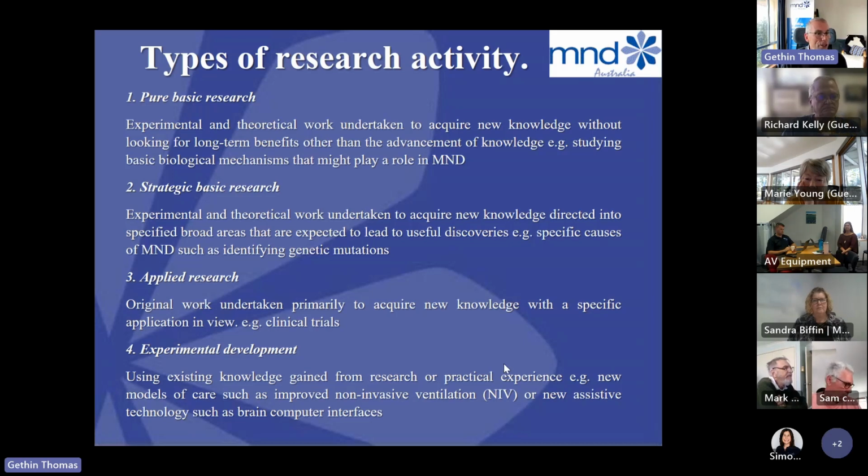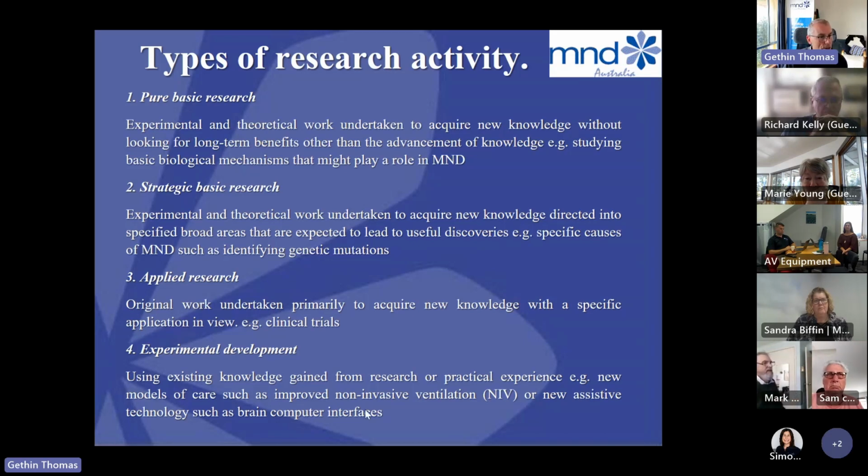Next one is strategic basic research. This is how we take the work, sort of basic research, but directed into specific broad areas that we think will be useful to us. So this would be, say, genetics in MND. How can we identify genetic mutations that specifically lead to MND, rather than just looking at how a cell works, we'd be looking at how a cell is disrupted in MND.